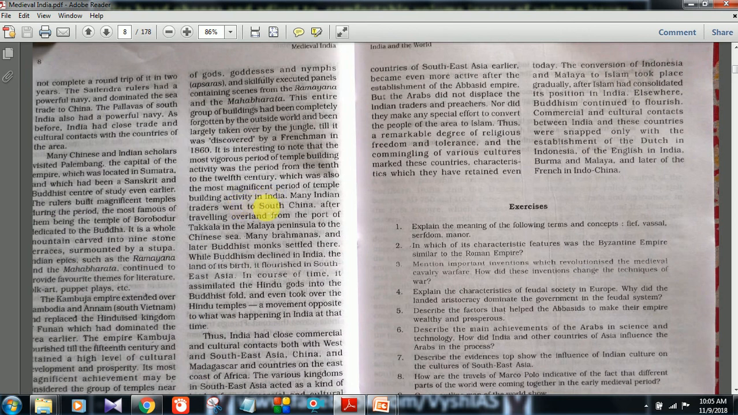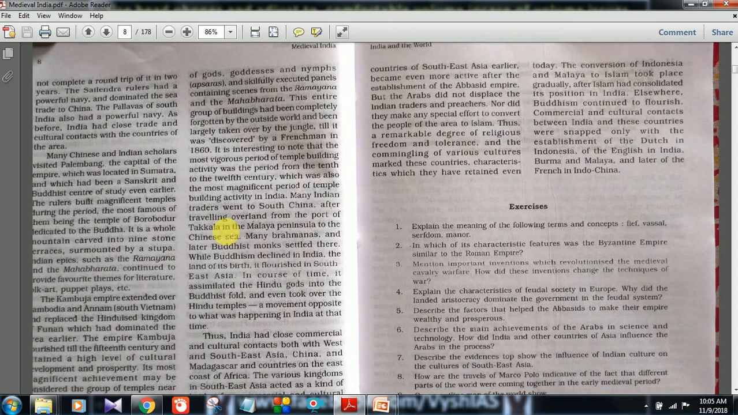So in India and Southeast Asia, the 10th to 12th century is known for temple building. Many Indian traders went to South China after traveling overland from the port of Takala in the Malay Peninsula to the Chinese Sea. Okay, this Takala port and all. History optional students, please make a note. Okay, they will ask you this.